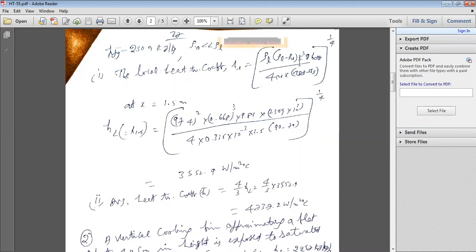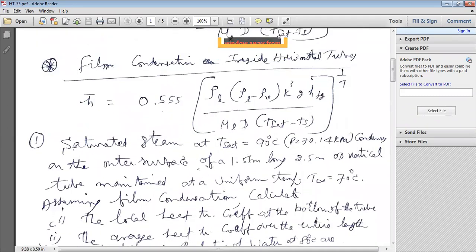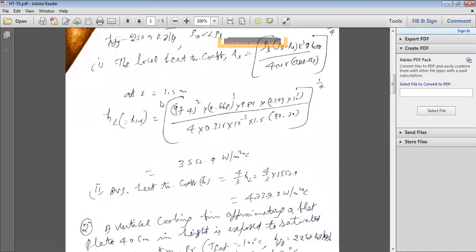Rho L into rho L minus rho V into K cube into g into h_fg divided by 4 into mu into x, (T saturation minus Ts), whole to the power 1 by 4. Here you have to calculate the local heat transfer coefficient at the bottom of the tube, that is at the total length of the tube. What is the total length of the tube? Here, the length is 1.5 meters. That's why x is equal to L is equal to 1.5 meters. Here, local heat transfer coefficient at x equals L, that is h at 1.5 meters.